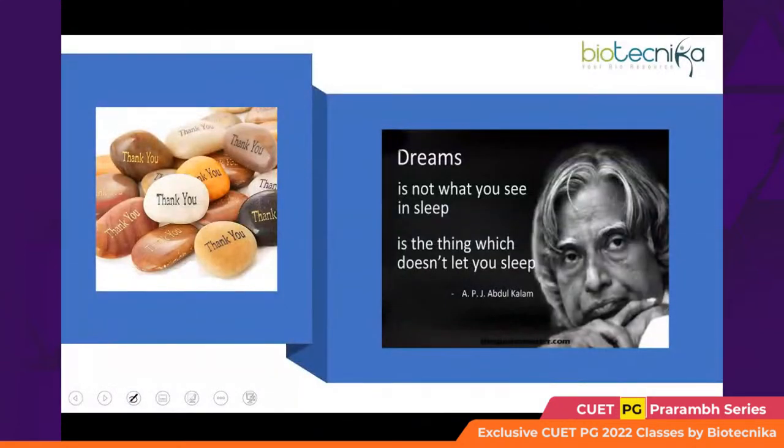All right. So with this, we come to the end. As Dr. APJ Abdul Kalam has said, dream is not what you see in sleep. It is the thing which doesn't let you sleep. So I hope all of your dreams of getting admission in a good central university come true by the hard work that you put in these couple of months before the exam.